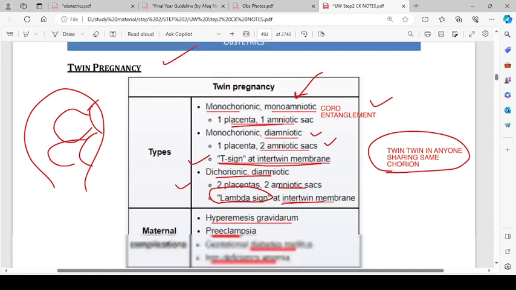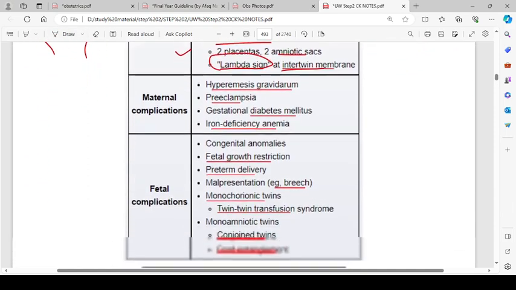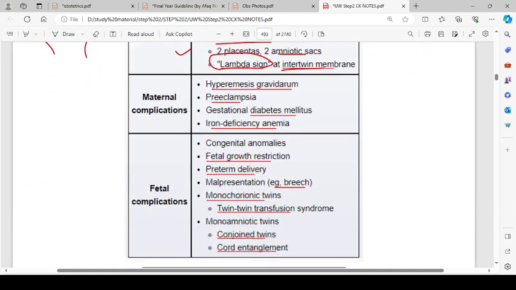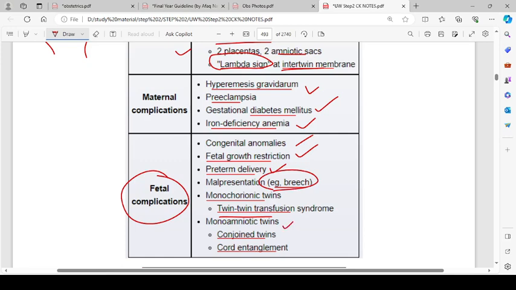Then we have maternal complications. Maternal complications are basically all the complications of pregnancy multiplied by 2. There will be exaggerated complications of normal pregnancy, like hyperemesis gravidarum, preeclampsia, gestational diabetes mellitus, iron deficiency anemia. The fetal complications are congenital anomalies, fetal growth restriction, preterm delivery, malpresentation, for example breech, and in monochorionic twins, twin transfusion syndrome. Monoamniotic twins have a chance of development of conjoined twins and cord entanglement.